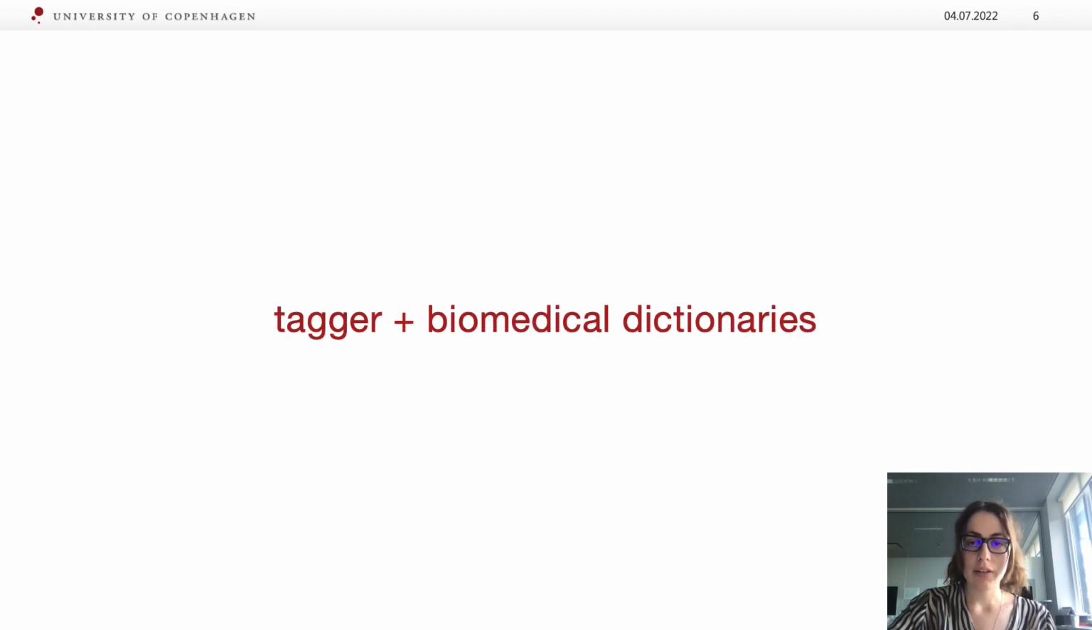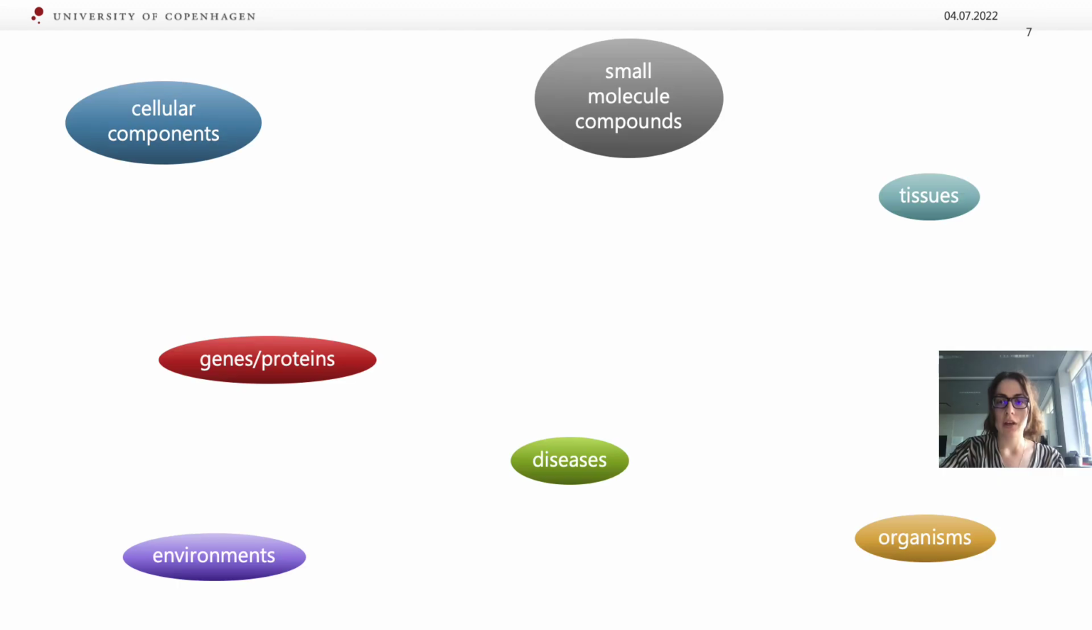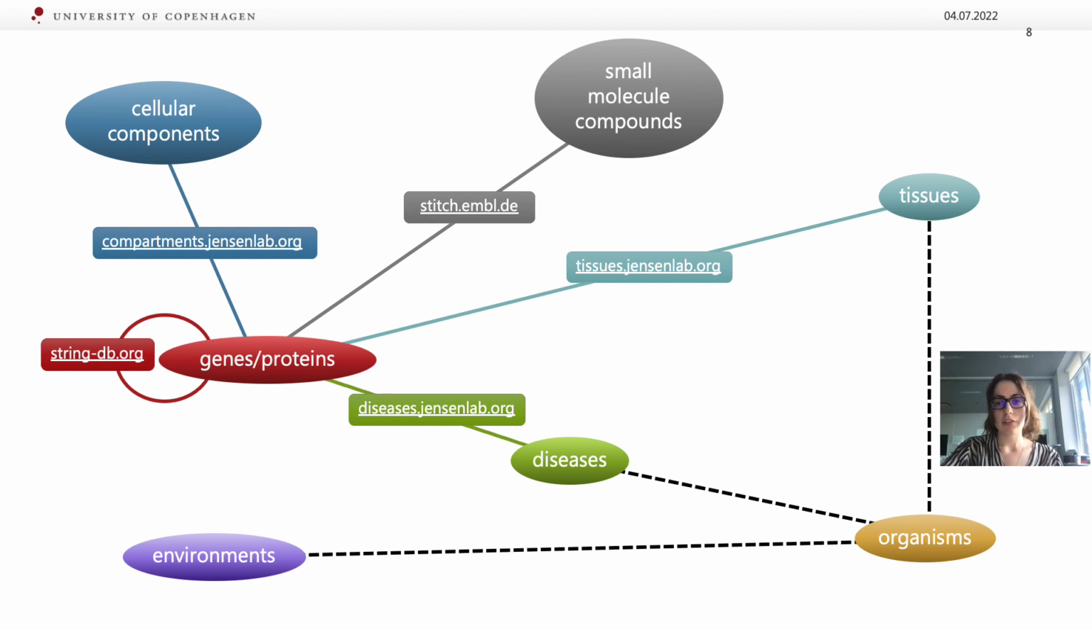Combining the tagger with biomedical dictionaries allows us to extract associations amongst genes, proteins, small molecule compounds, and generally several biomedical entities. The text mining results obtained from these associations are normalized to identifiers from suitable databases and ontologies, and then are used in several biological databases that are freely available as a suite of web resources from our lab. One of the most prolific ones is STRING-DB.